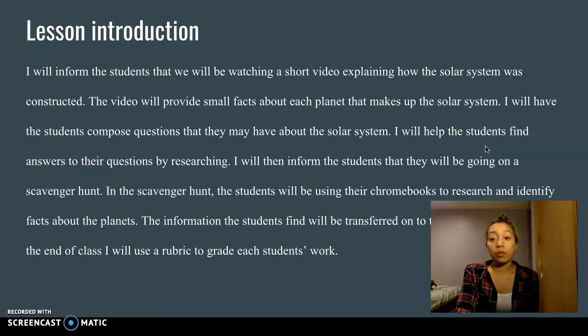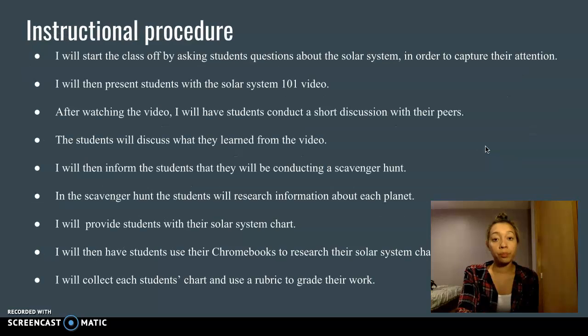I will then inform the students that they will be going on a scavenger hunt. In the scavenger hunt, the students will be using their Chromebooks to research and identify facts about the planets. The information the students find will be transferred onto the solar system chart, and at the end of the class, I will use a rubric to grade each student's work.